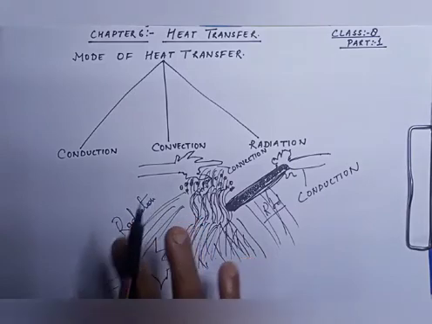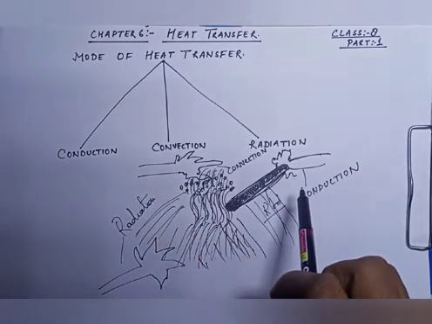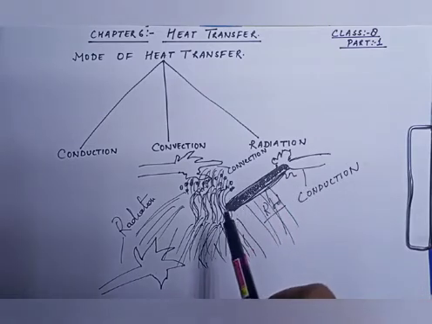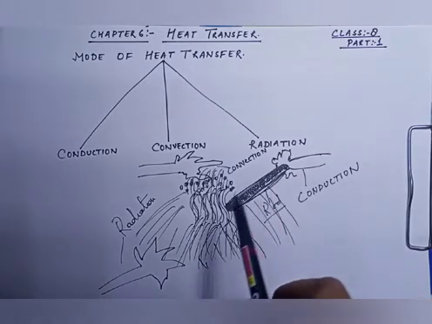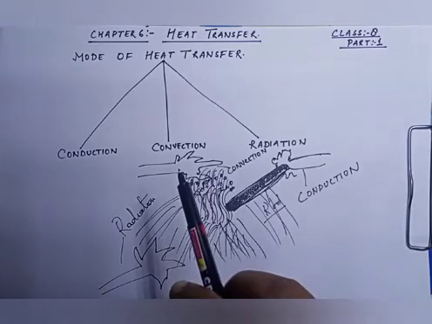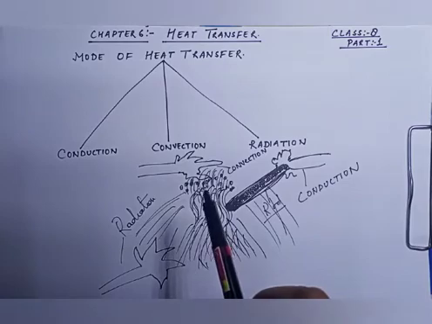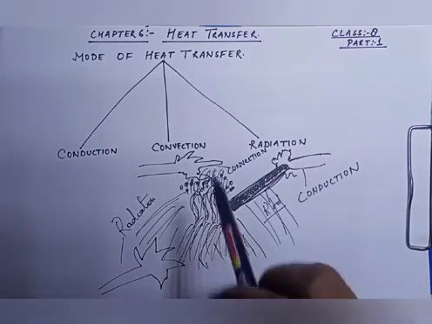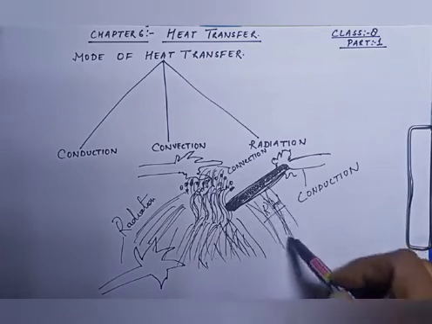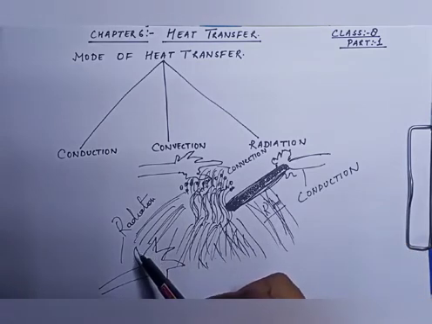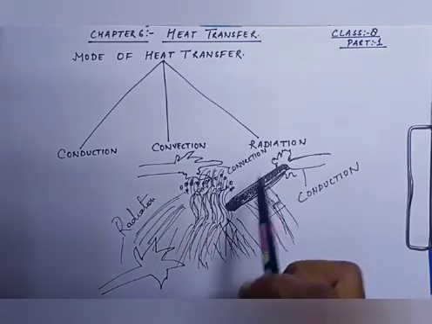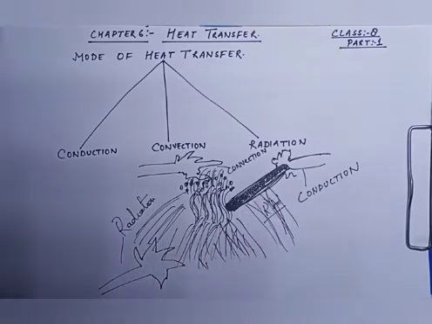Why is it called radiation? Because it is not conduction, it is not a method of conduction, because in conduction a conductor should be there, some sort of conductor should be there. In convection, hot air always rises upwards. It does not move in this direction or in this direction. So this is radiation. I hope all the three methods are very much clear to everyone.